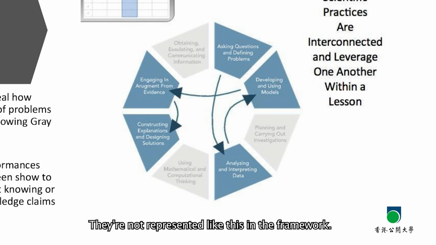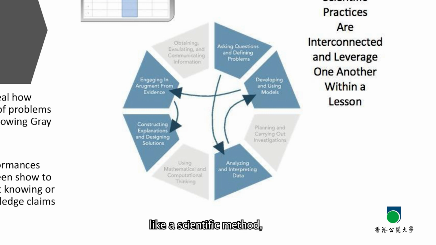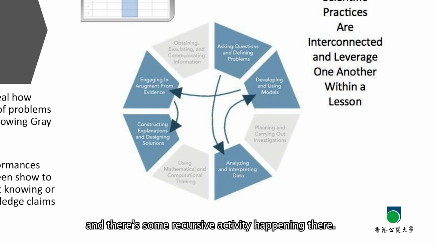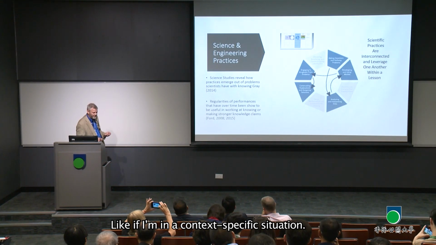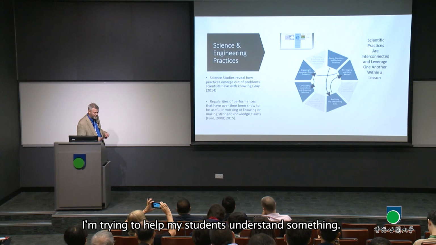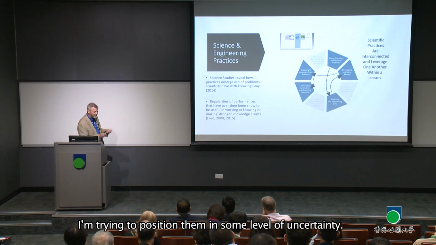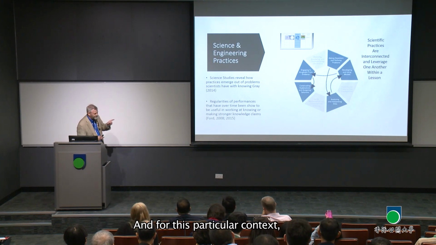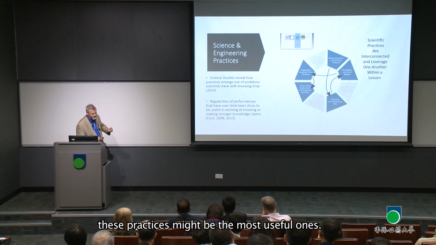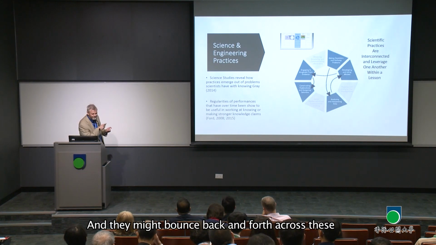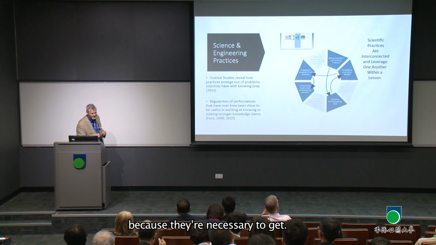And you can see here, I love the way this is represented. They're not represented like this in the framework. It's represented like this because it isn't a hierarchy, and we don't step through this like a scientific method, and there's some recursive activity happening there. Like I'm in a context-specific situation. I'm trying to help my students understand something. I'm trying to position them in some level of uncertainty. And for this particular context, these practices might be the most useful ones. And they might bounce back and forth across these because they're necessary.